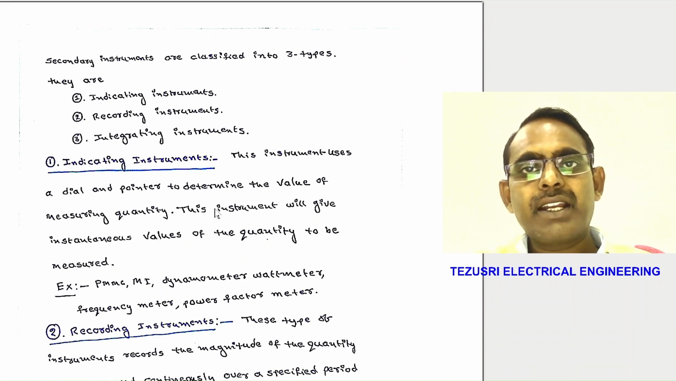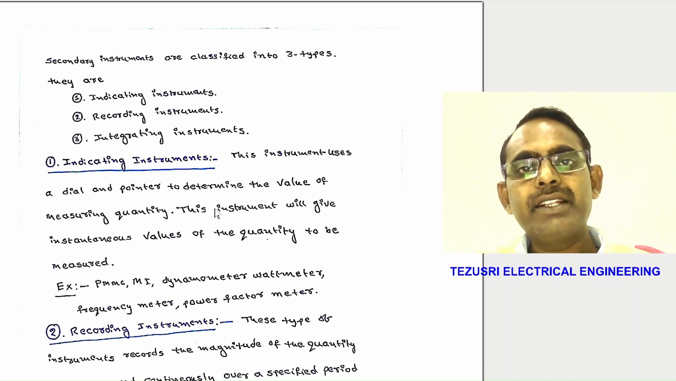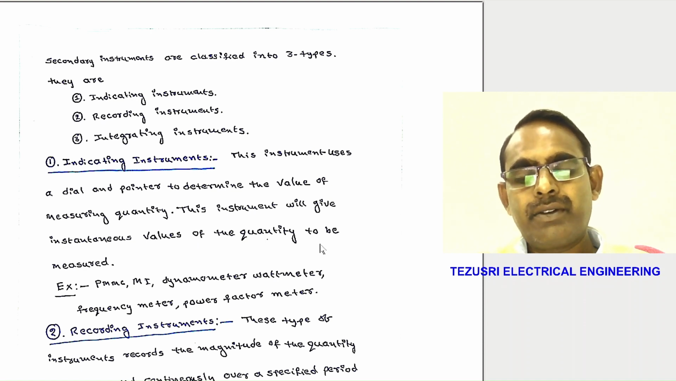Secondary instruments are classified into three types: indicating instruments, recording instruments, and integrating instruments. First, the indicating instrument. This instrument uses a dial and pointer to determine the value of the measuring quantity. It gives instantaneous values of the quantity to be measured. For example, PMMC, MI, dynamometer type wattmeter, frequency meter, form factor meter.